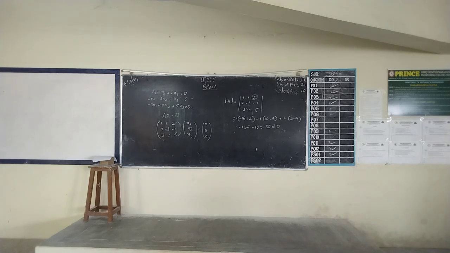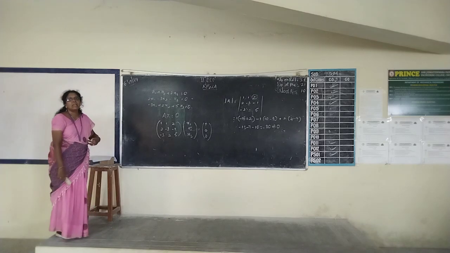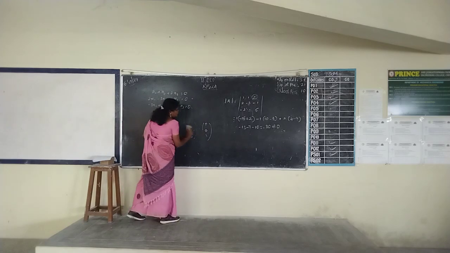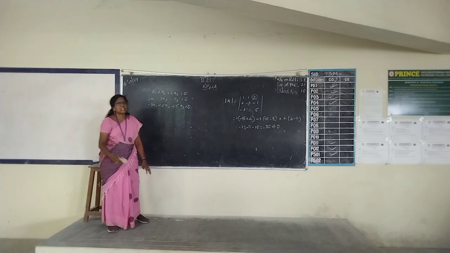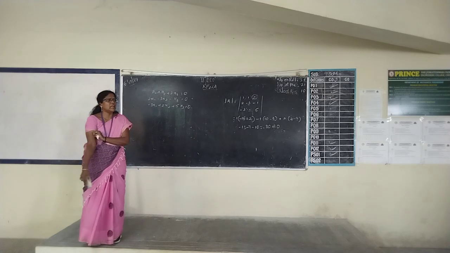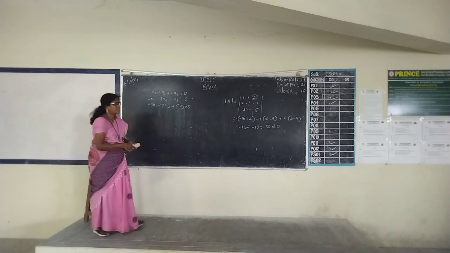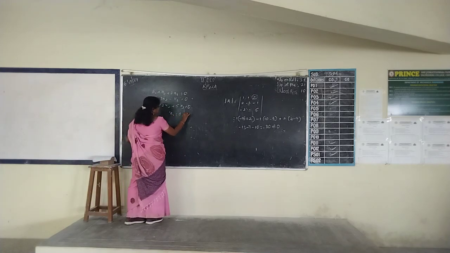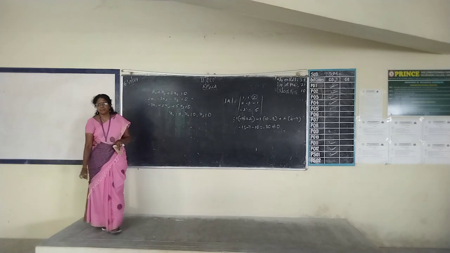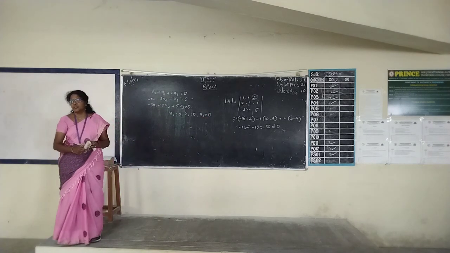Since the determinant of A is not equal to 0, the system has a trivial solution. Tell me the answer for x1, x2, x3. All the values should be 0. Therefore, x1 equal to 0, x2 equal to 0, x3 equal to 0. No need to solve it out because it is a trivial solution.